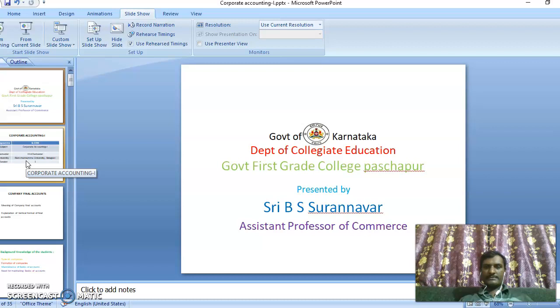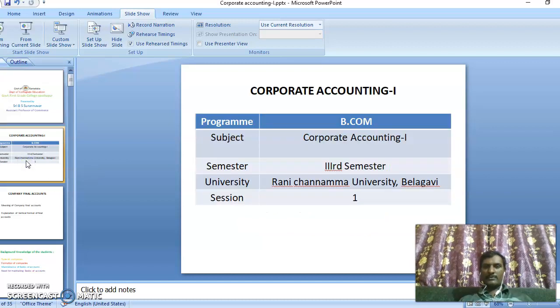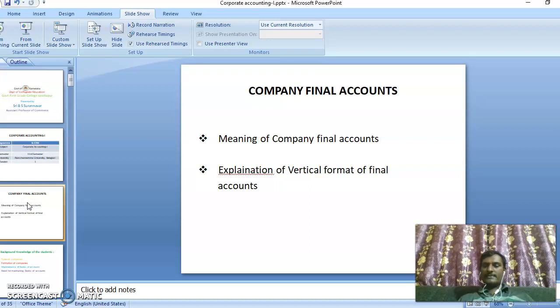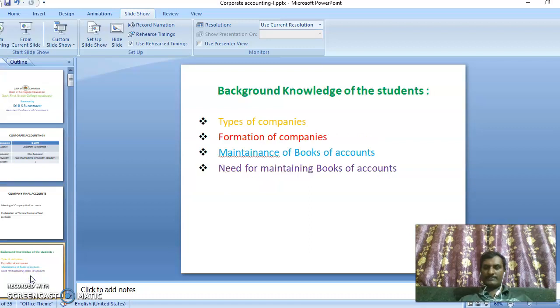So friends, today I am going to discuss an important topic under corporate accounting for Rani Chennamma University, Belagavi, third semester. Under that, the first unit, company final accounts. Under this chapter, in this session, I am going to discuss the meaning of final accounts and the explanation of the vertical format of final accounts.